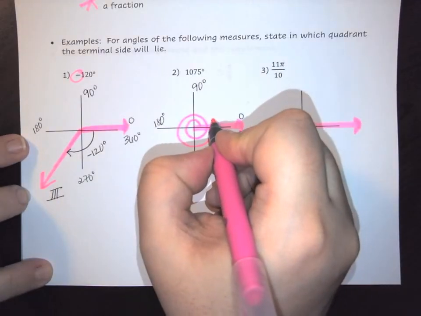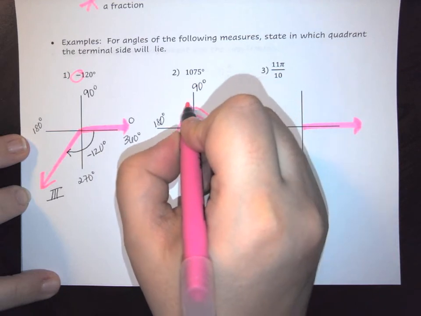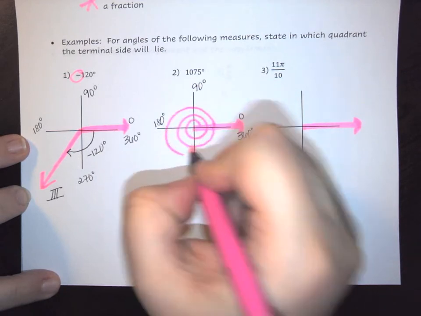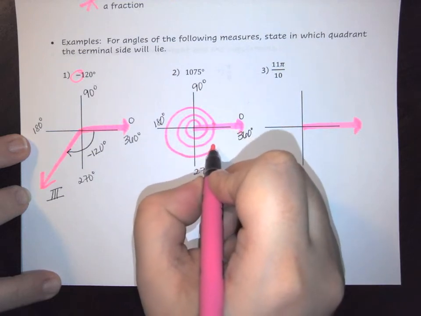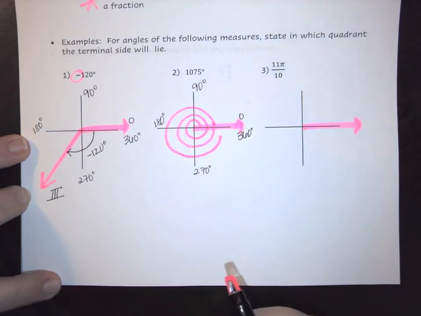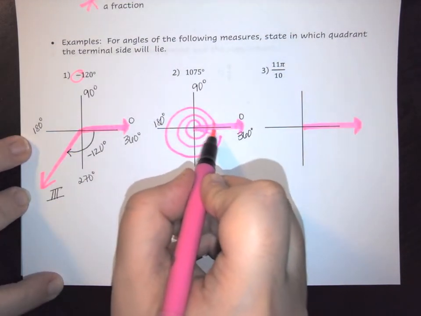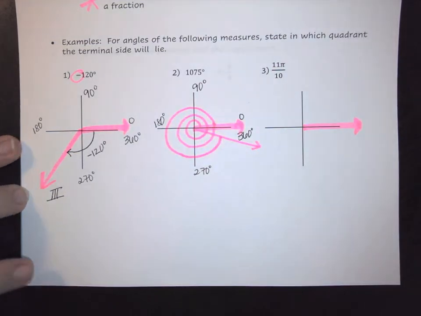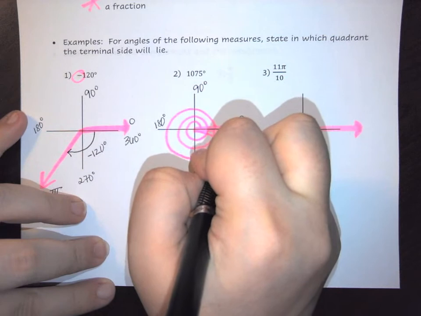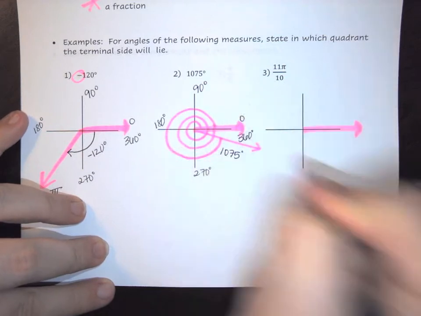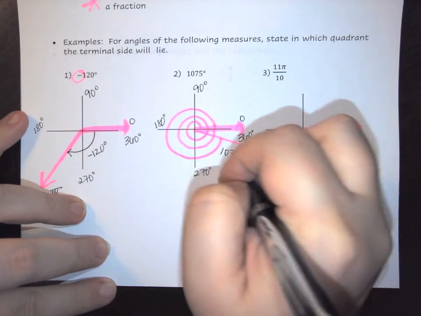We will then start going around again, but what you'd notice is that if we went all the way around, we would be at 1080. So instead, we're going to come around and be just shy of our line. So here, this would be my terminal side. This right here went 1075 degrees, and therefore my quadrant would be quadrant 4.